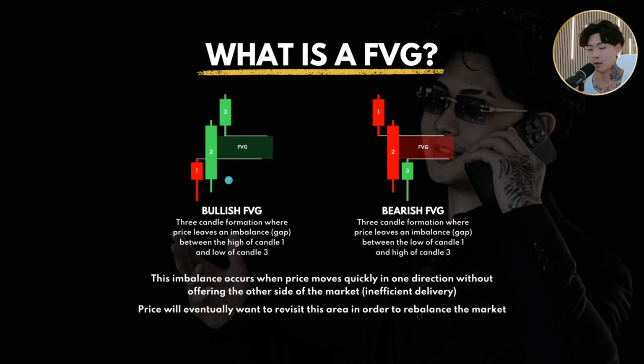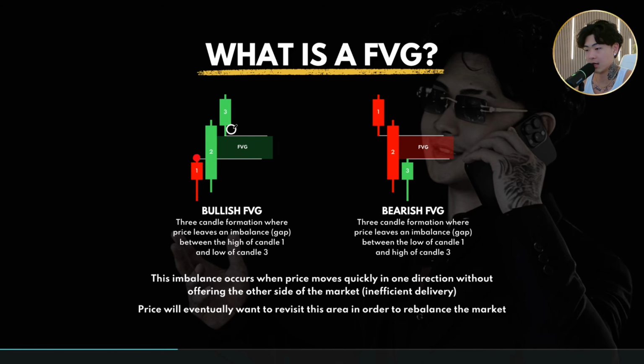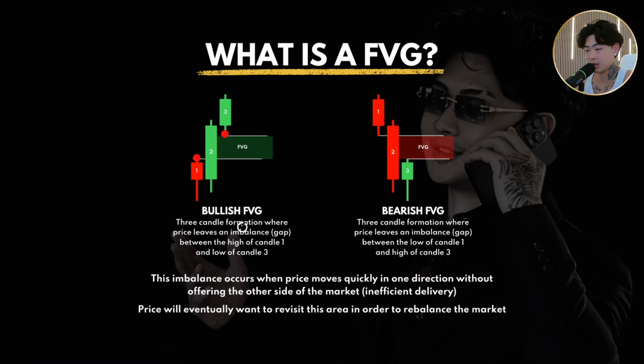So a bullish fair value gap is a 3-candle formation where price leaves an imbalance or a gap between the high of candle 1 and the low of candle 3. So you can see right there, candle 1, that's the high, the low of candle 3, and in between that is the fair value gap. Now, in a bearish formation, this is between the low of candle 1 and the high of candle 3. So there is the gap in between, and that is a bearish fair value gap.